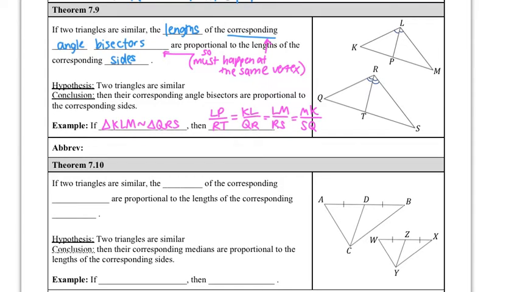All right, so we do have an abbreviation for this one as well, so it's going to be similar to the last one. Similar triangles have corresponding angle bisectors proportional to corresponding sides. So not too hard to remember. And you can always write it out in words, right?